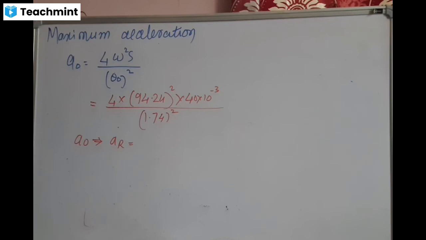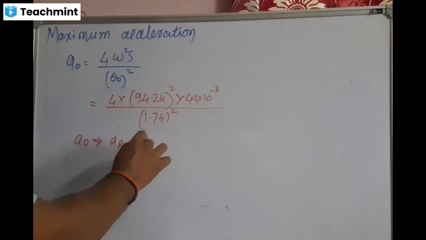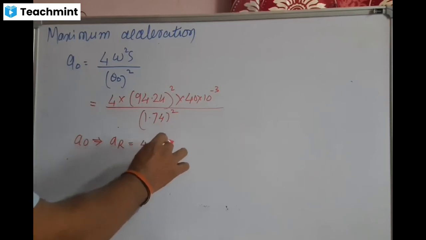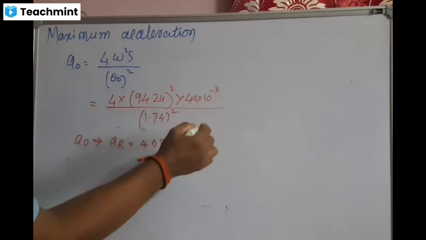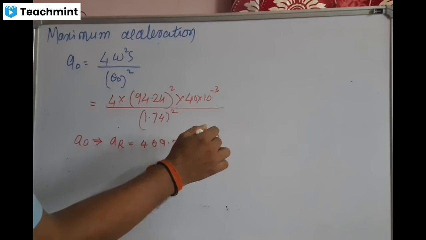469.34. Acceleration unit, right? Meter per second square.